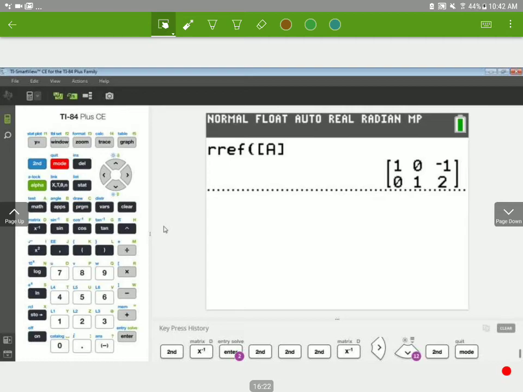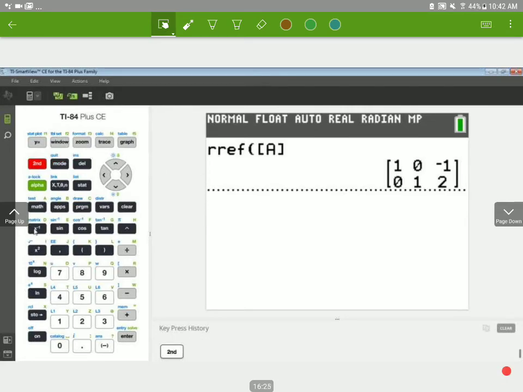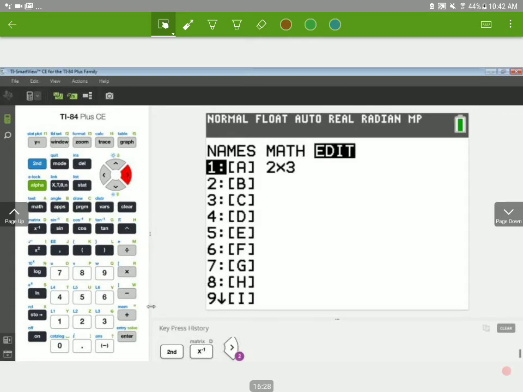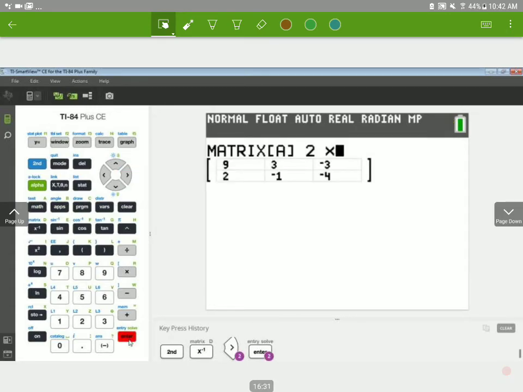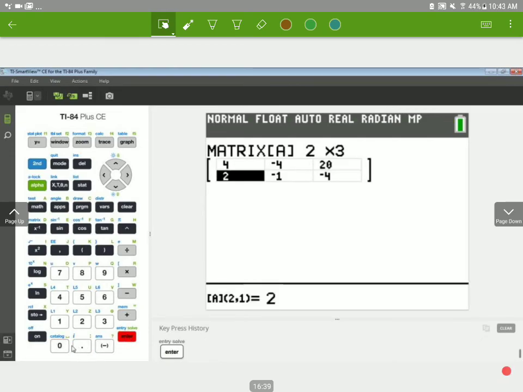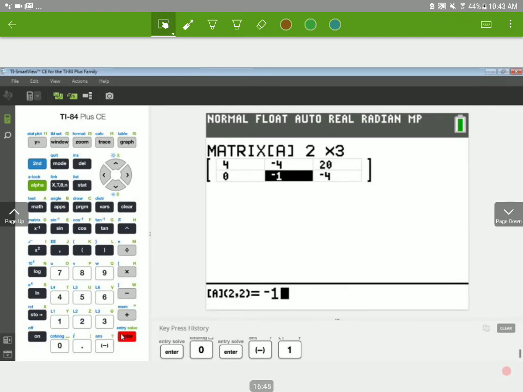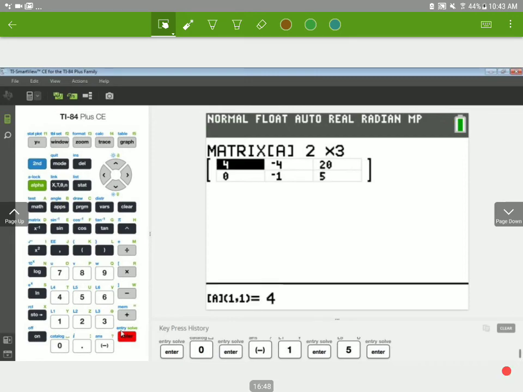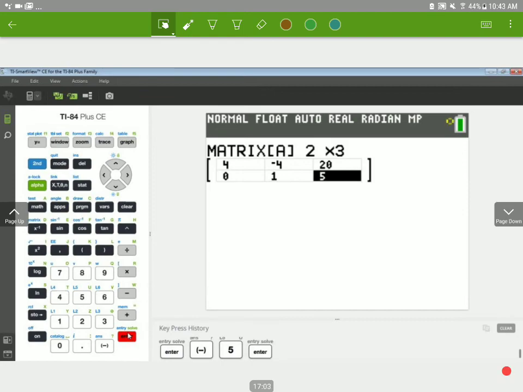And we'll do it again. Second matrix. And you can start a new one, or you can just type over your old one. So it was what? 4, -4, and 20. Then 0, 1, -5.